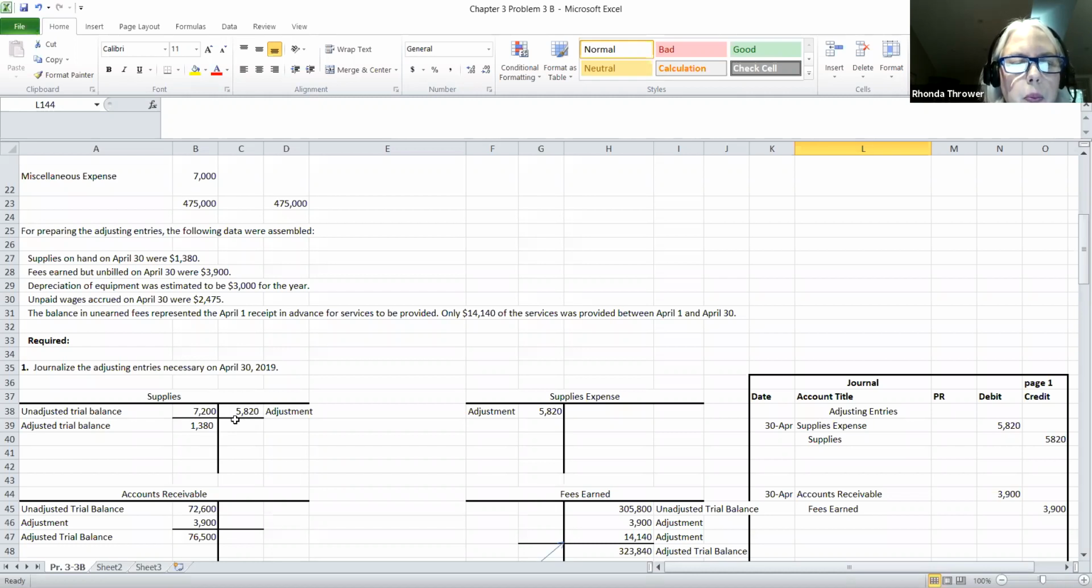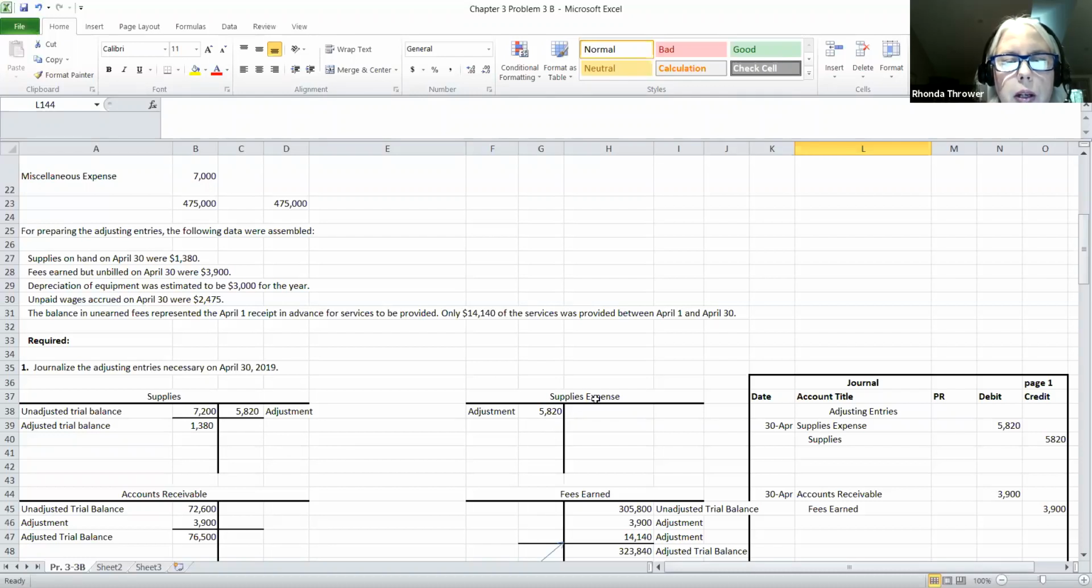If you've used up the supplies, we need to decrease the supplies account by putting it on the credit side. This is what we call an adjusting entry because we have to update the unadjusted trial balance amount to the correct balance so that when we report our financial information on financial statements, our financial statements will be correct. So we're reducing the supplies account, which is an asset, by crediting it. Every adjusting entry has to have at least one debit and one credit.